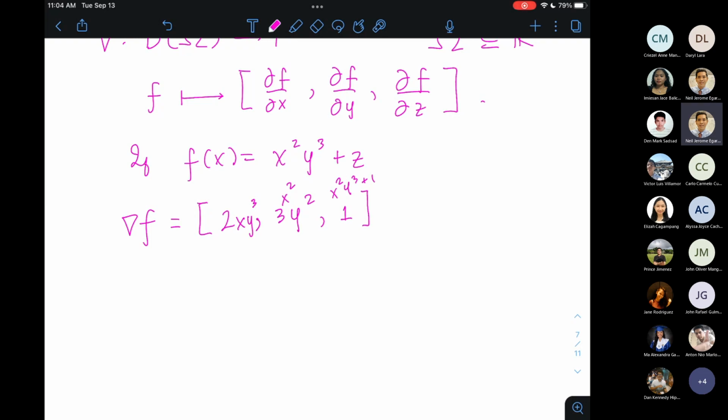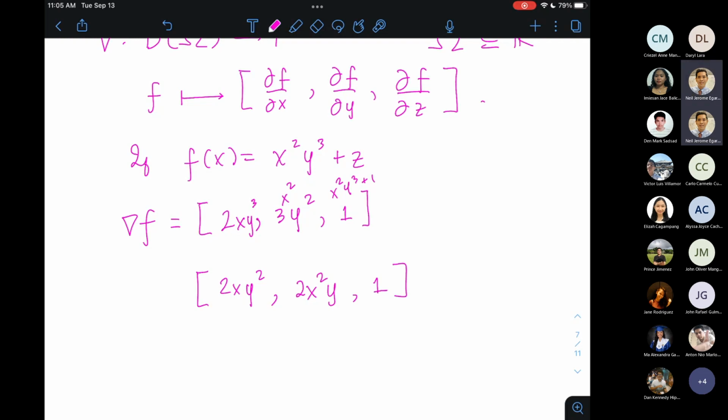Crizel? Meron kang entry? 2xy squared po, sir. Comma, 2x squared y po. Comma 1. Tama na ba to? May kailangan ding i-edit. Next, sino susunod na? Neil Christian.